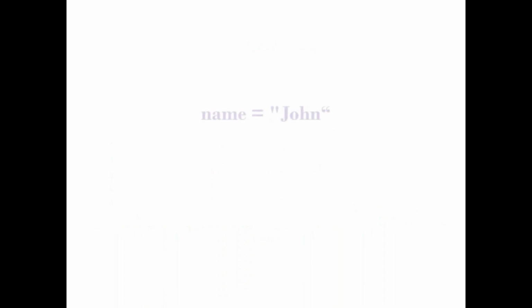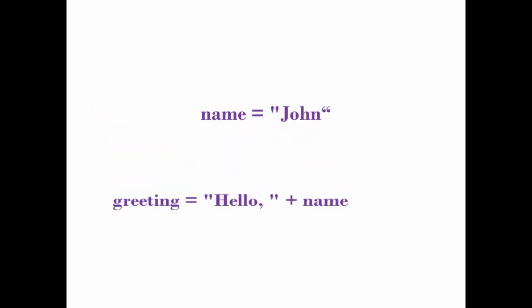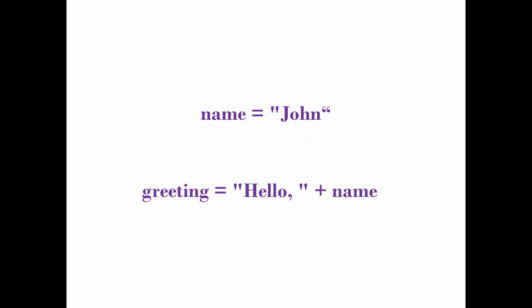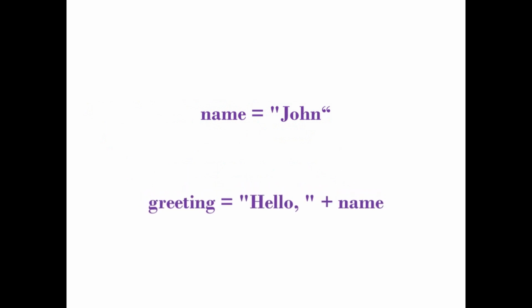In this code snippet, we assign the string John to the variable name. Strings are incredibly versatile and are used extensively in programming for handling textual data. Here we concatenated two strings, hello and the value of name, using the concatenation, that is plus operator. The resulting string is stored in the variable greeting.